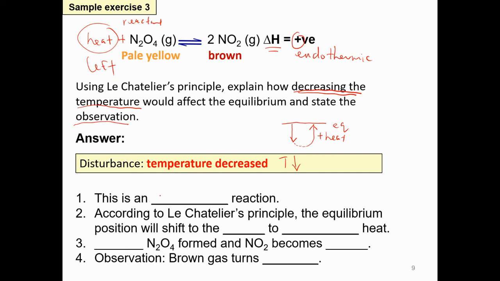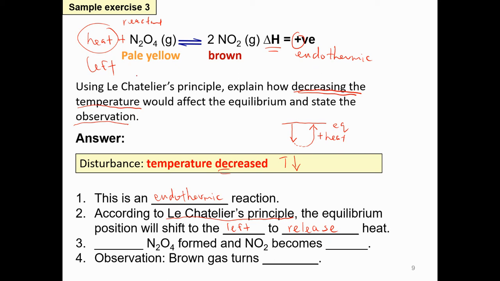First, this is an endothermic reaction. According to Le Chatelier's principle, you must write down, according to Le Chatelier's principle, the equilibrium position will shift to the left. Okay, why does it shift to the left? Because when temperature decreases, we want to increase it. So we need it to release heat.